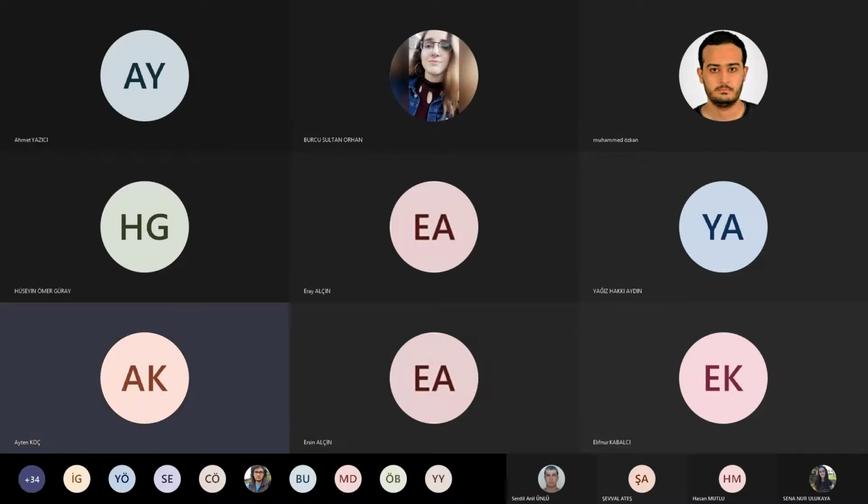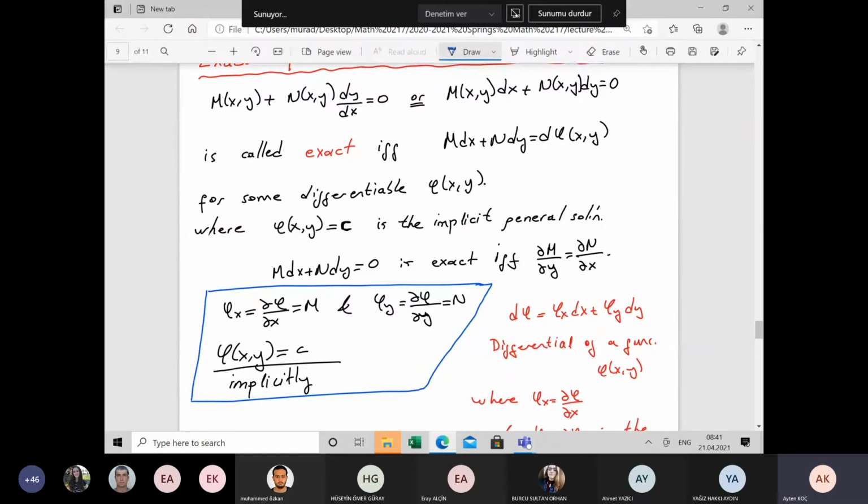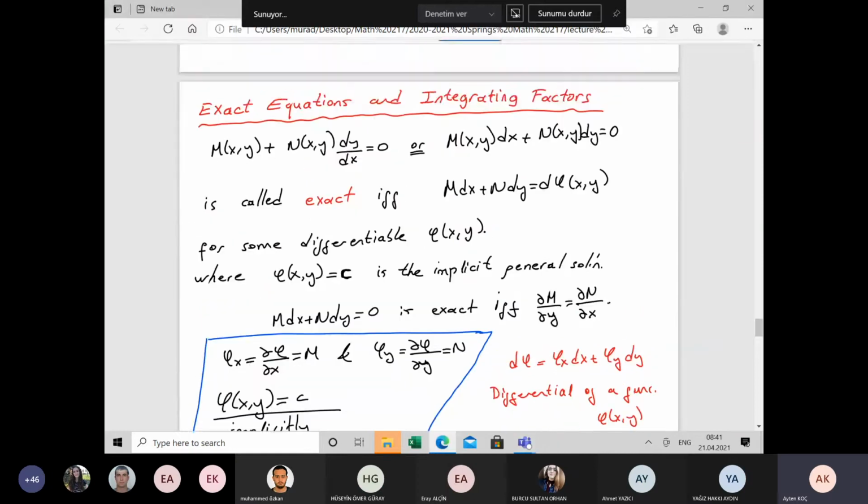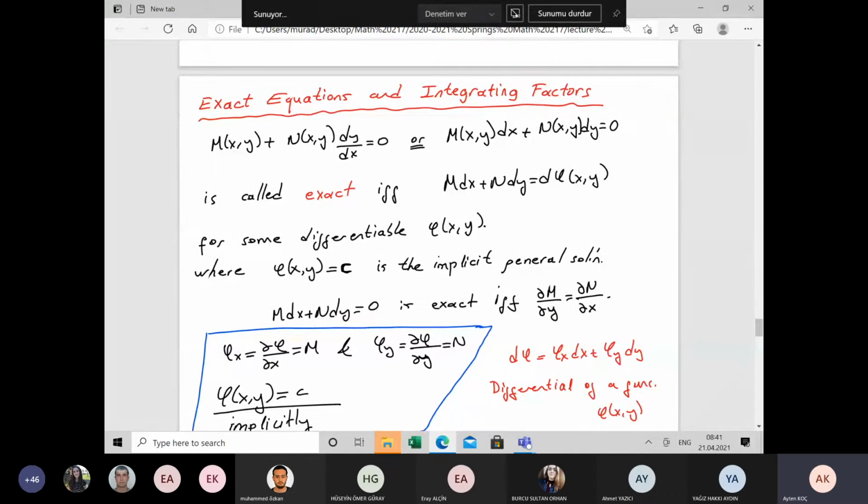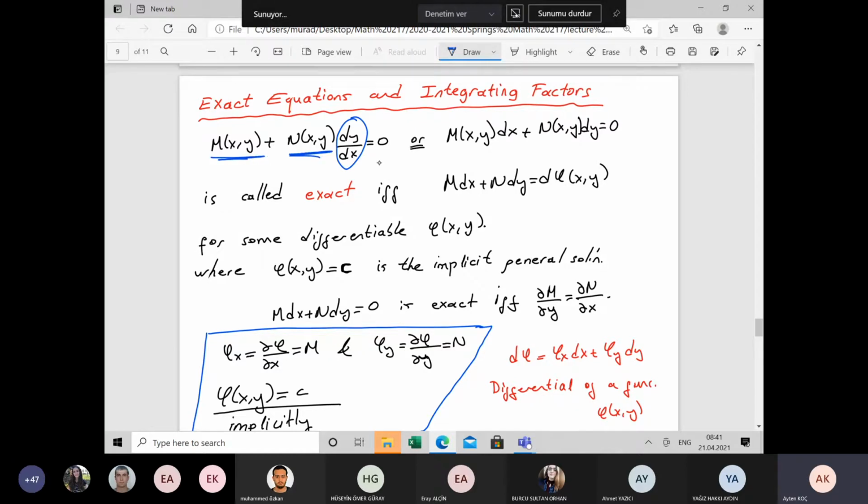Let's start. Let's define the exact equation, and if our equation is exact, how do we solve it? Take the first order equation, look at the coefficients n and m. Our equation has the form M(x,y) dx + N(x,y) dy = 0.